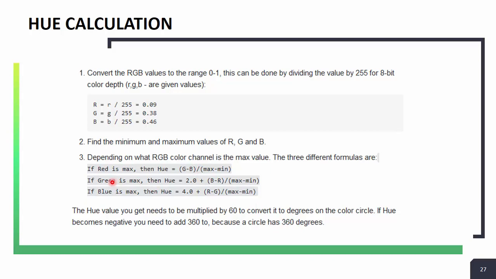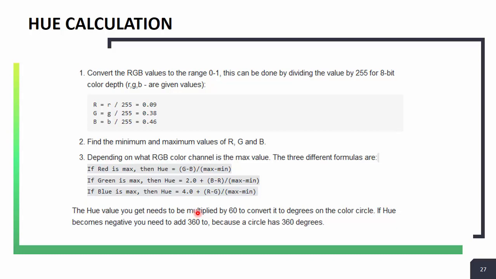And if green is the maximum, the hue is 2.0 added with the difference between blue and red. If blue is the maximum, the hue is 4.0 plus the difference between red and green, divided by the difference between the maximum and minimum. So we get this value of hue, not yet as degrees. We multiply by 60, and we get the value of hue in degrees. And if this subtraction is negative, we just add 360 to make it positive.